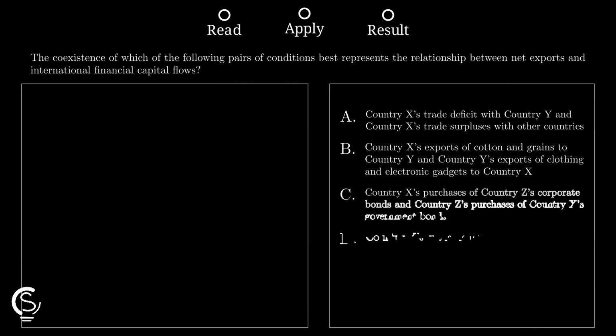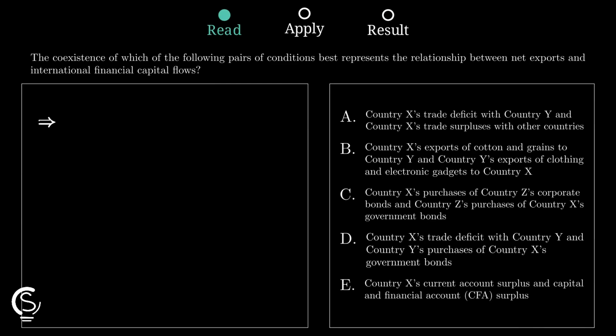Start with the balance of payments identity. When net exports move one way, international financial capital flows move the other way because trading goods links directly to cross-border asset transactions. So a trade deficit means net exports are negative, which must be matched by a financial inflow from abroad, like foreigners using their money to buy that country's assets.